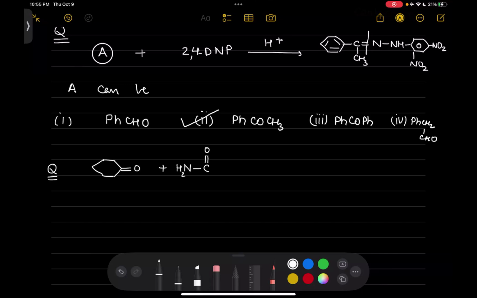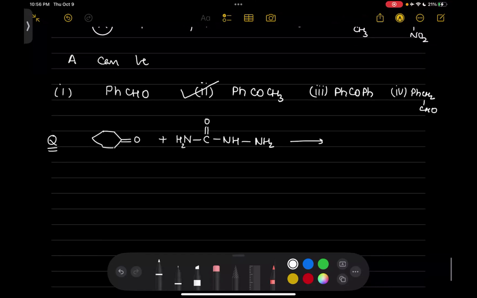Okay. This is semicarbazide. The question is very easy, just the same as the above questions. And you need to tell me the product, the structure of the product.